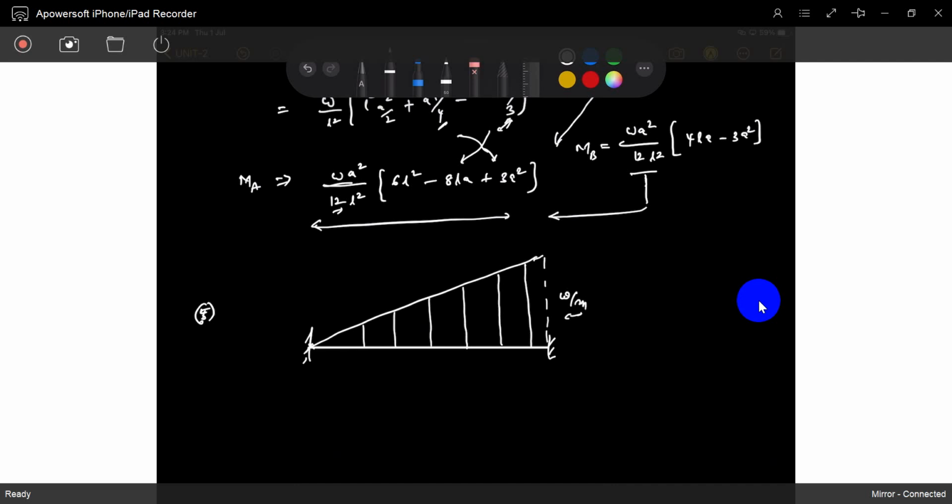If it is 0, okay. If it is 0, how can we calculate the fixed end moments, this and this, MA and MB? The same thing we did just previously is selected. Just take a small amount of load.